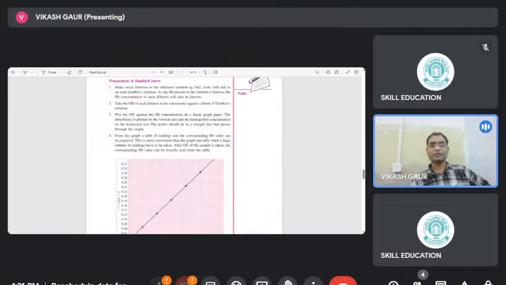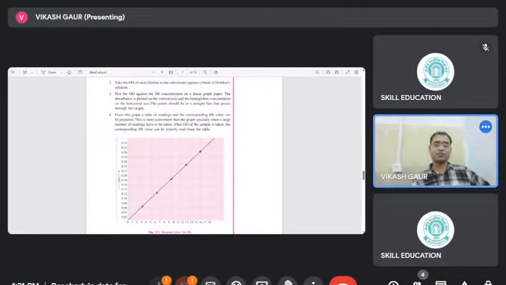We can plot the graph, with the concentration of HB on the x axis and the optical density of the solution on the y axis, which will be read out from the device.